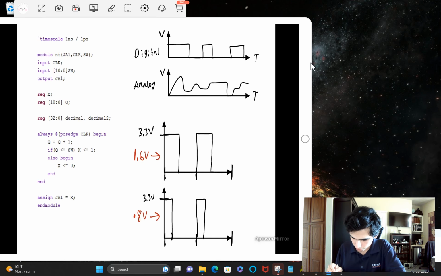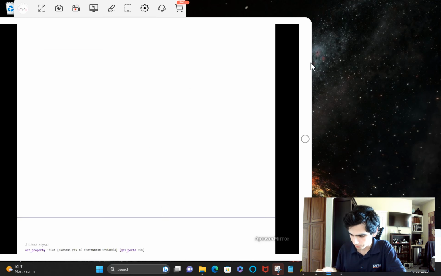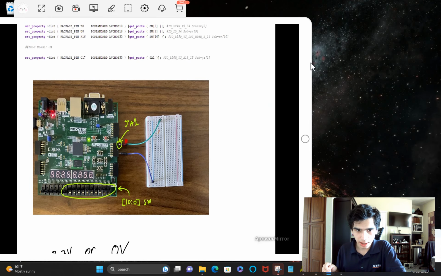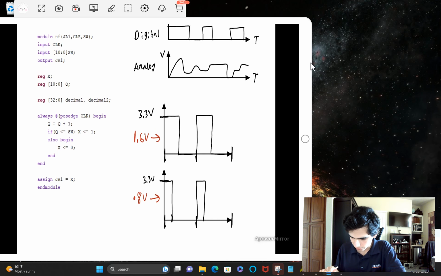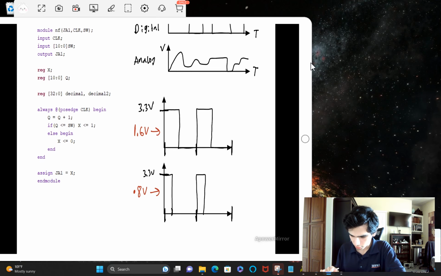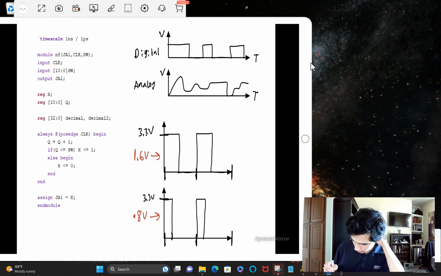Okay, so let's get on to the rest of the code now. We're going to be using register X to be the value that determines whether or not this output here is going to be high or low. Oh yeah, so that's this, JA1. If we want JA1 to be equal to 1, or 3.3, X has to be equal to 1.